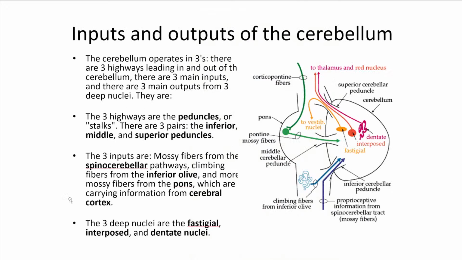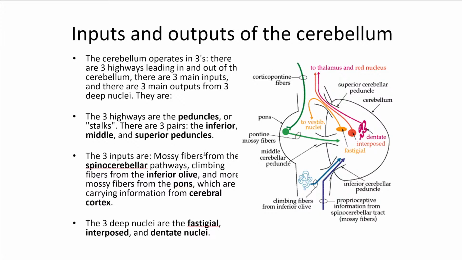Let's look at the tracts in the cerebellum, and we see that here it's easy to operate with the number 3 because everything comes in triple. There are 3 incoming highways, 3 incoming tracts, 3 outgoing tracts, 3 deep nuclei, 3 peduncles. So this is possibly the only thing that makes remembering easier.